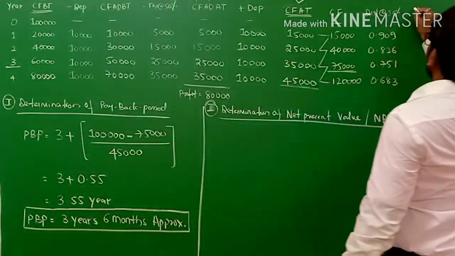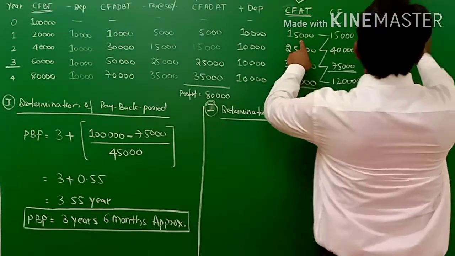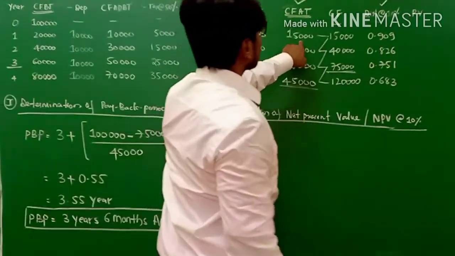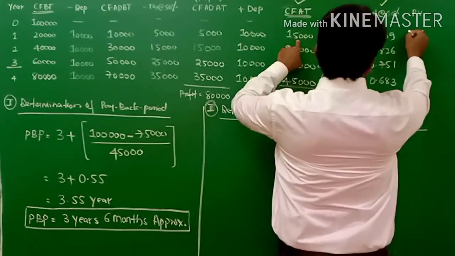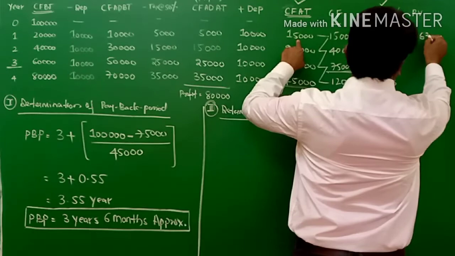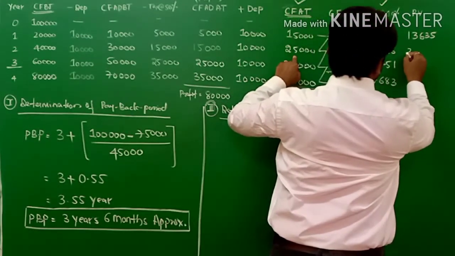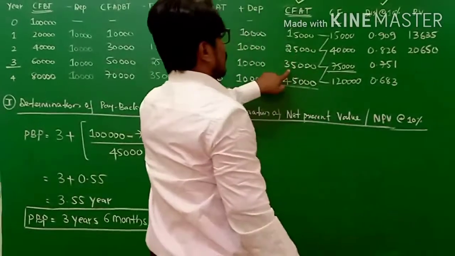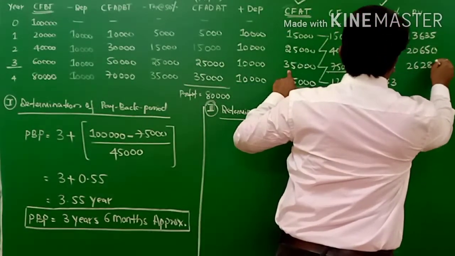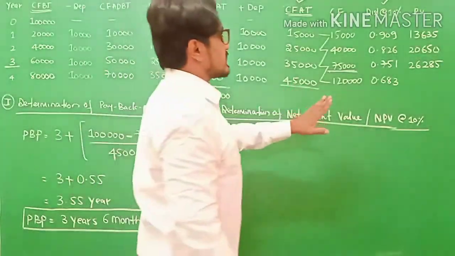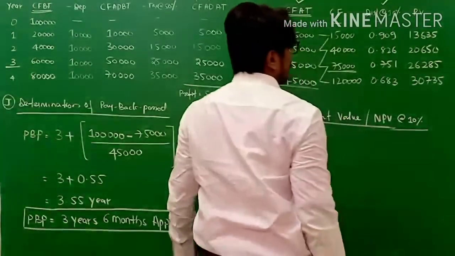So next one is present value. For 10% I will calculate present value. See here, your cash flow after tax is here and the discount rate is 10%. So this figure, 15,000, you have to multiply into 0.909. It could be 13,635, my friends. The next one is 25,000 into 0.826, it is 20,650. Likewise, 35,000 into 0.751 is 26,285. Then 45,000 into 0.683 is 30,735, my friends. This is our present value.